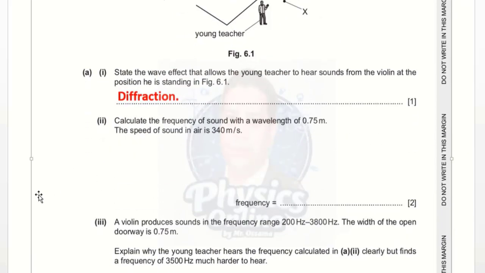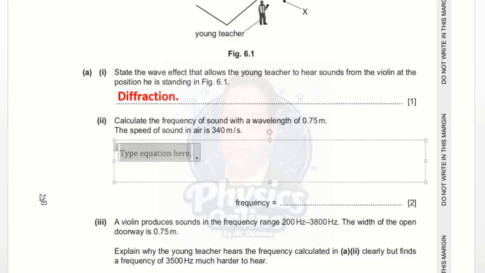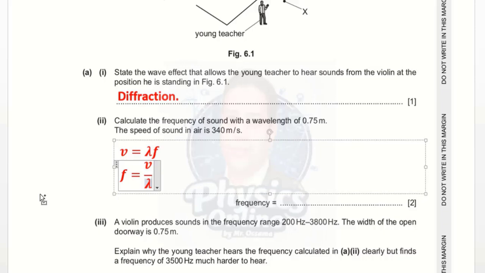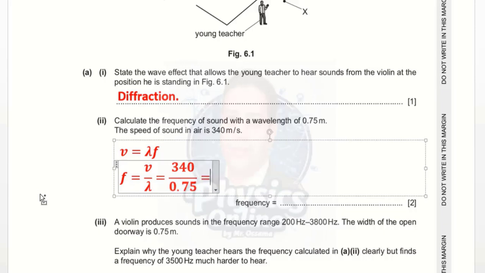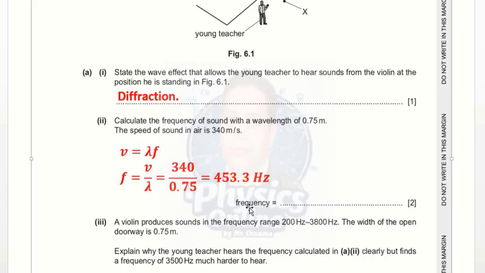Calculate the frequency of the sound with the wavelength of 0.75 meters. The speed of sound in air is 340. The equation of speed of sound is v equals lambda f. So the frequency equals speed over wavelength. Speed of sound 340 and the wavelength 0.75 equals 453.3 hertz. Approximated to two significant figures, it becomes 450 hertz.